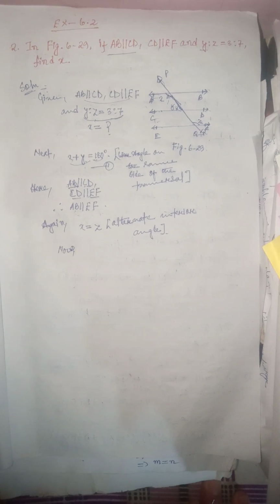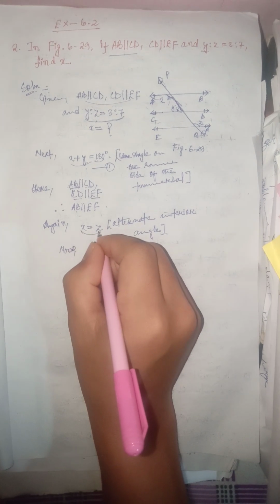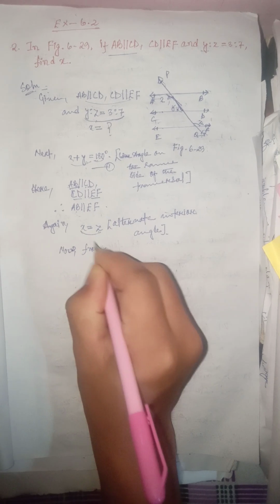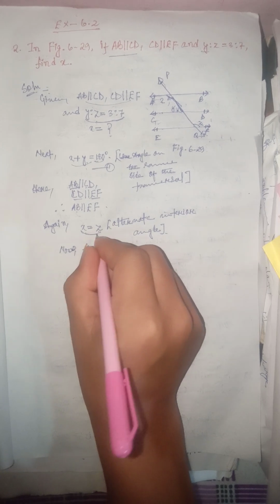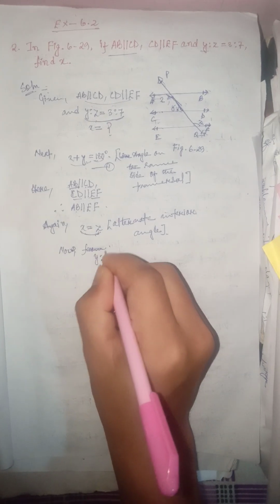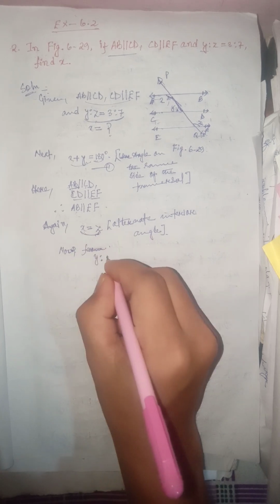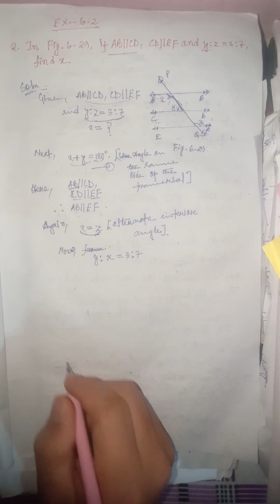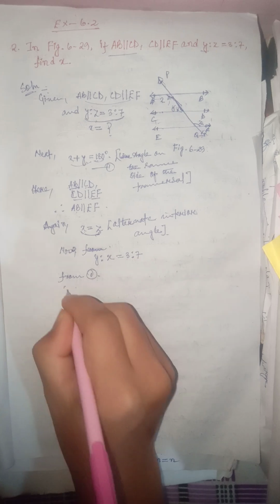Here we are about to find the value of X. As we can see here, X is equal to Z. Now it's time for finding the value of X. But before this, let us use this one, Y is to Z. Instead of Z, what can we write? Instead of Z, as it is equal to X, we can write X. Means it is 3 is to 7. Okay. Then let us use formula 1.